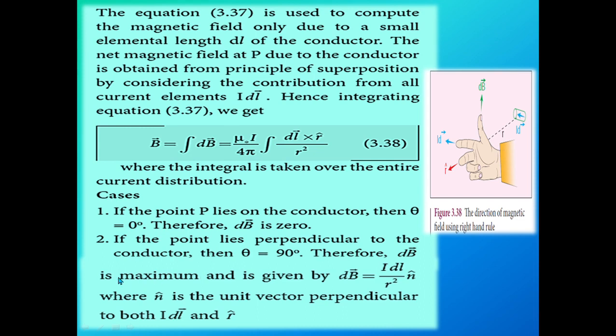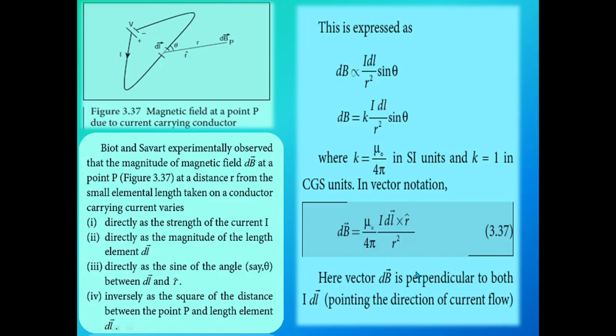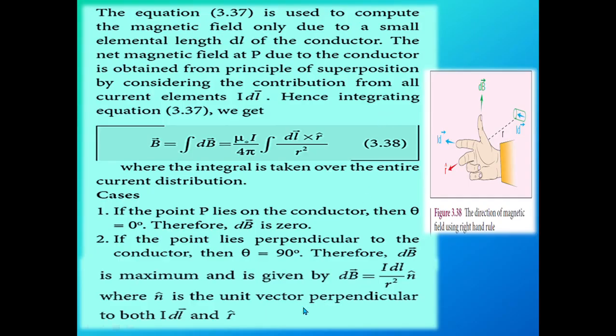So it is maximum and is given by dB vector is equal to I dl divided by r square into n cap, because sin 90 degree value is 1. So dB vector is equal to I dl divided by r square into n cap, where n cap is the unit vector perpendicular to both the I dl vector and r cap.